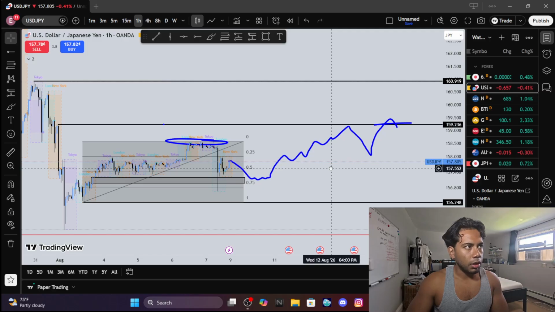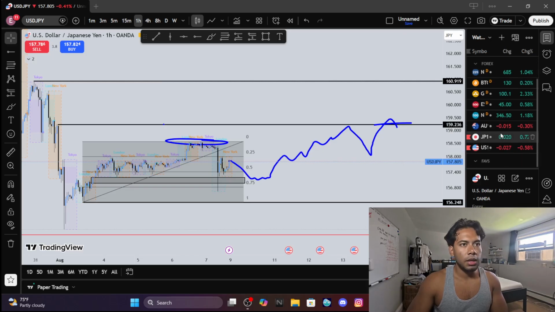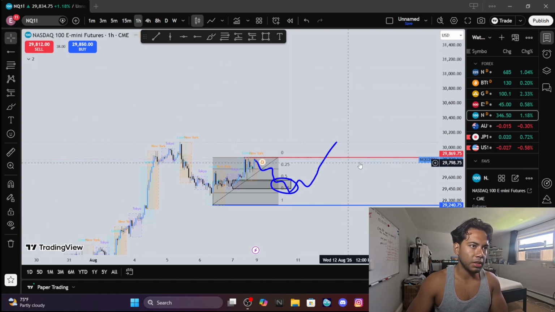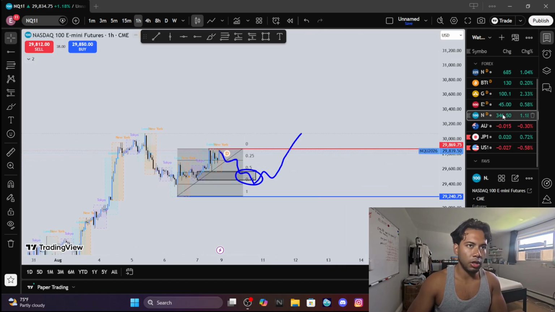That's pretty much all I have. So for USD, we're looking for an upwards push, a continuation upwards. And for the NASDAQ, with all the tech stocks, we are looking for a correction to then push back upwards past this resistance level, and from there we'll see where the market takes us.